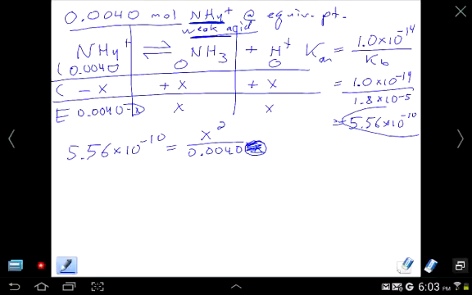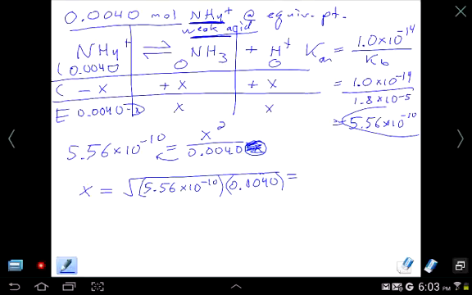And then we just multiplied over to this side, and x ended up being the square root of 5.56 times 10 to the negative 10 multiplied by 0.0040. This is back to chapter 16, solving iceboxes of weak acids and weak bases. So if you forgot how to do this, then refer back to those videos. So we have 5.56 times 10 to the negative 10 multiplied by 0.0040, and then square root that.